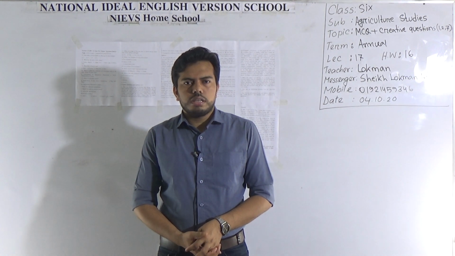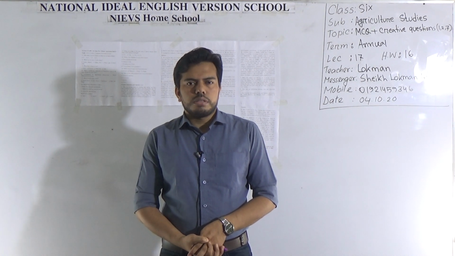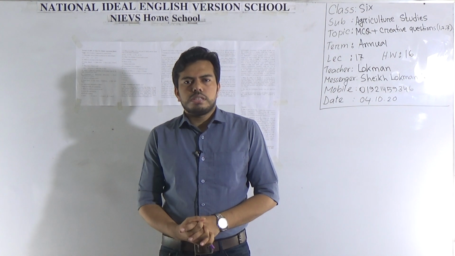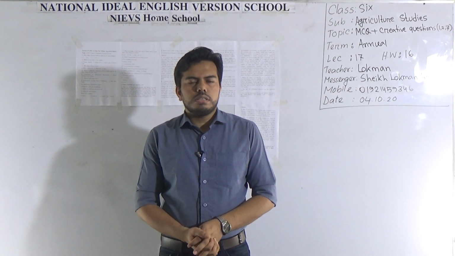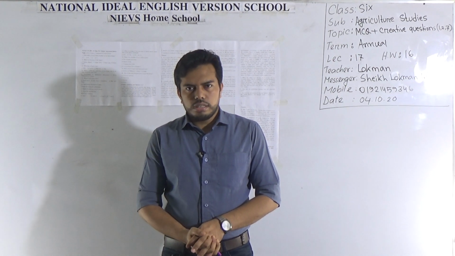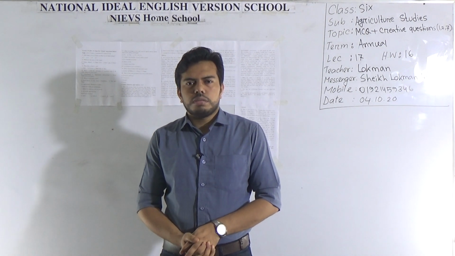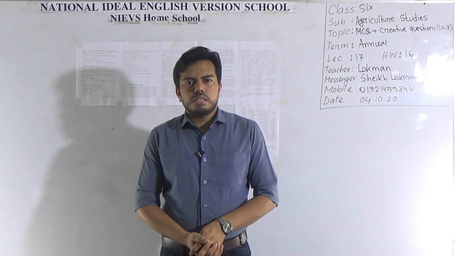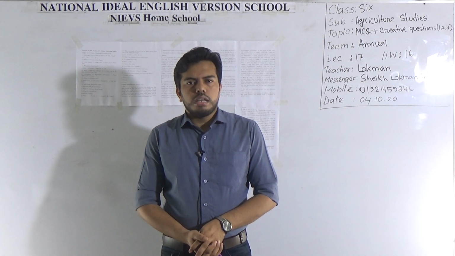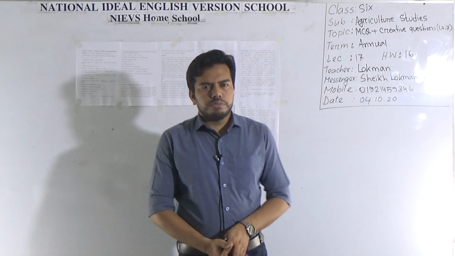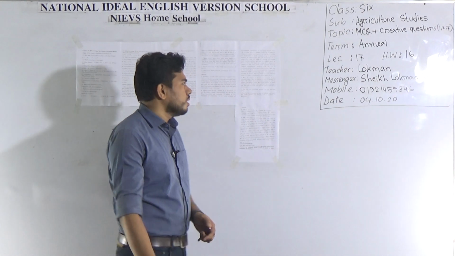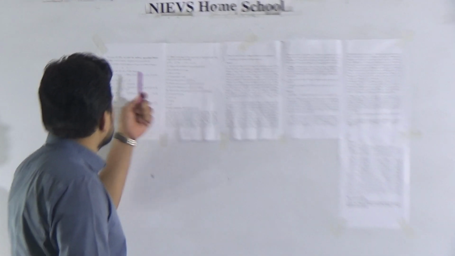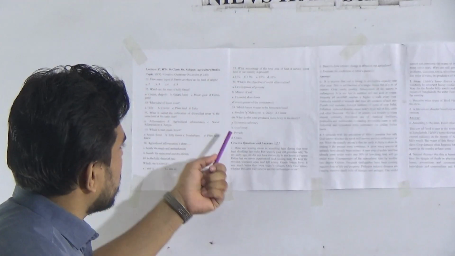I am going to conduct an agricultural studies class for the students of class 6. Our today's discussion topic is multiple choice questions from 51 to 60 and creative questions number 1, 2 and 7. So today I am requesting you to open your suggestion and read with us. My first question is the multiple choice questions. It starts from number 51 and the last one is 60.